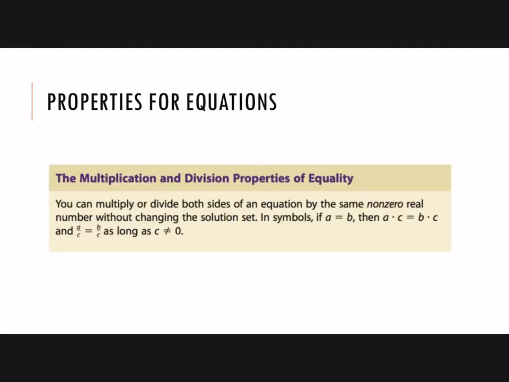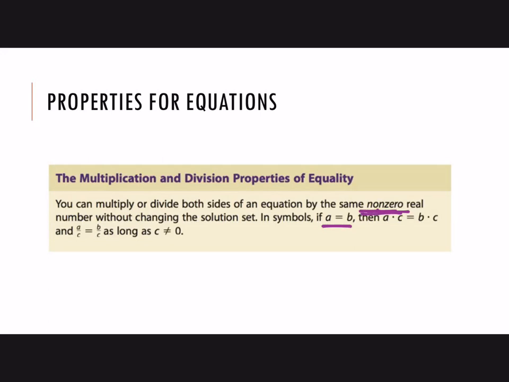Okay, two more properties for when the equations involve multiplication and division. Same sort of idea. You can multiply or divide both sides of an equation by the same non-zero real number without changing the solution set. So you can't multiply by 0, and we'll talk about that more later, why that's not okay. But basically, you might end up not seeing some of the possible solutions if you do that.